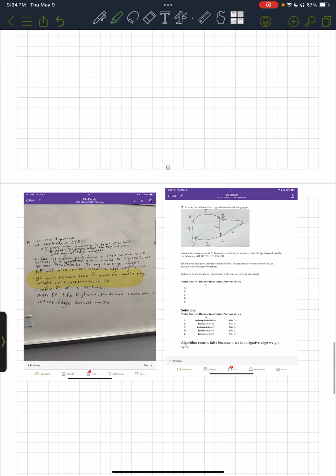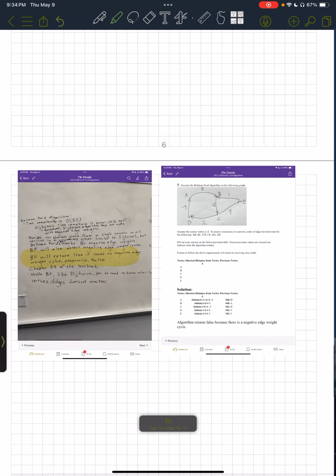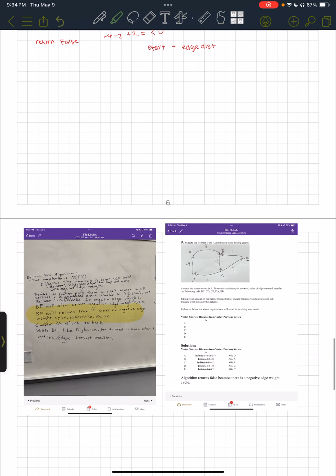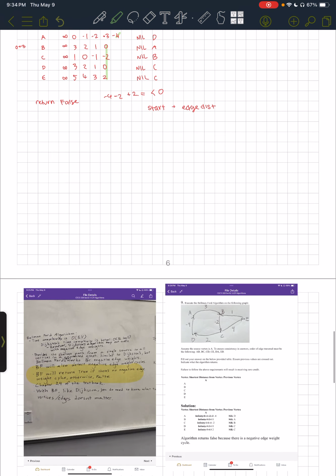And to confirm that, let's look at the professor's answer. It's D, A, B, C, C, returning false, and 4, 0, negative 2, 0, and 2. And that's it.